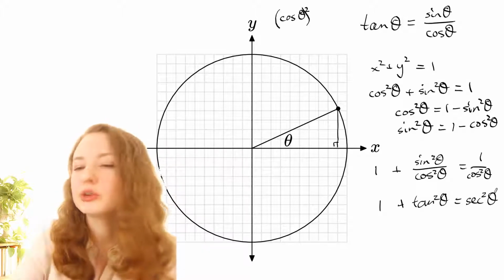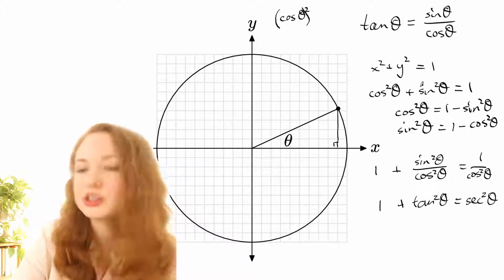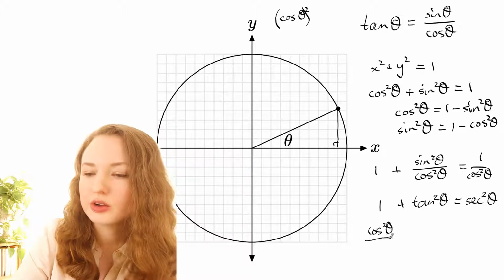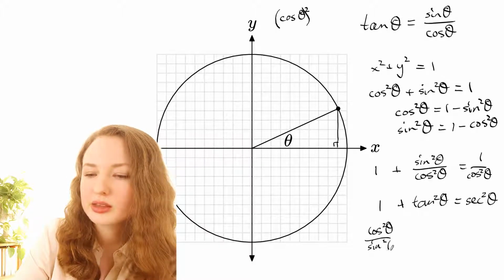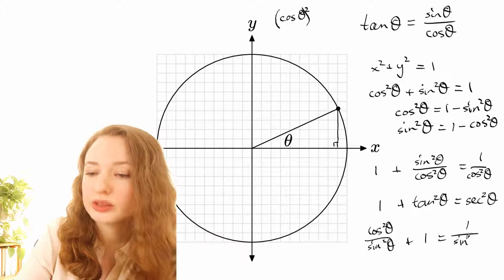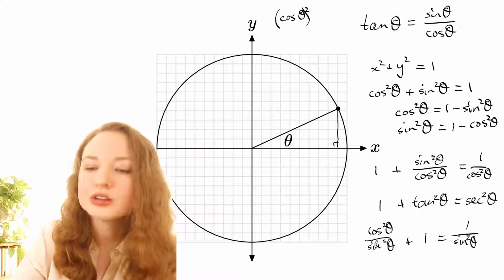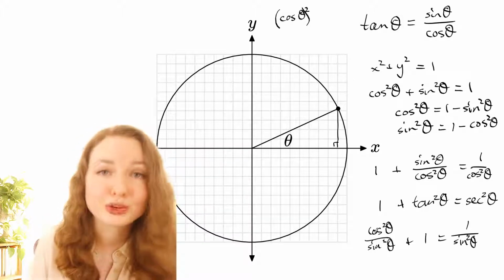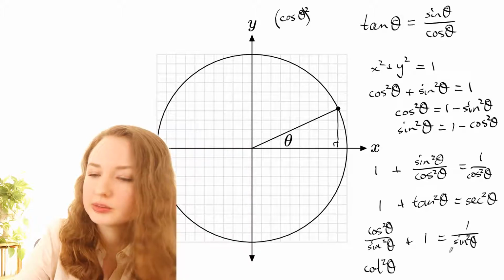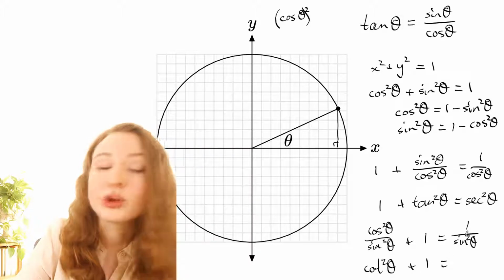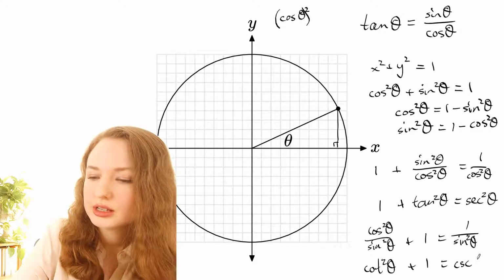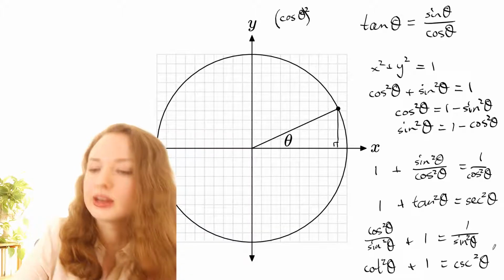And another thing that we can do is divide both sides of this by sine squared theta. So that's going to give us cos squared theta over sine squared theta plus 1 is 1 over sine squared theta. Now, cos over sine, we have a special word for that as well. That's cot squared theta. And the 1 over sine, we can call that cosec. So that's cosec squared theta.